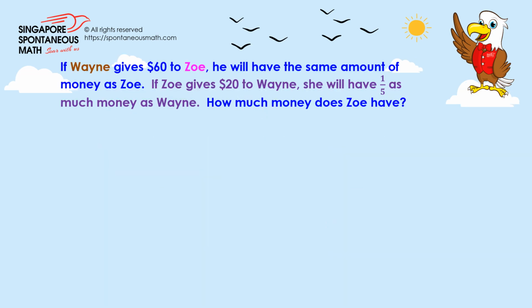If Win gives $60 to Zoe, he will have the same amount of money as Zoe. If Zoe gives $20 to Wayne, she will have 1/5 as much money as Wayne. How much money does Zoe have?